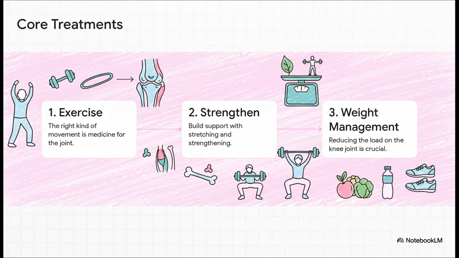First up, exercise. The right kind of movement is literally medicine for an arthritic joint. Second, getting specific with strengthening and stretching the muscles around the knee to build up a support system. And third, weight management. You know, every single pound of body weight you lose takes about 4 pounds of pressure off your knee. These 3 things are what put you in the driver's seat.